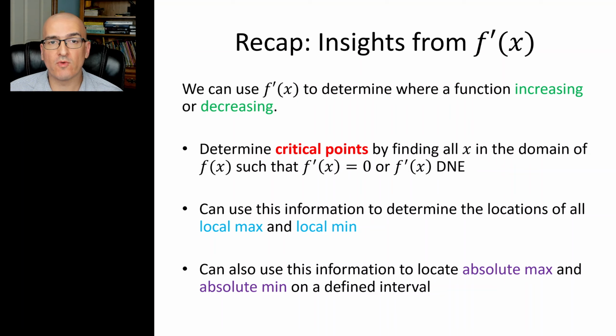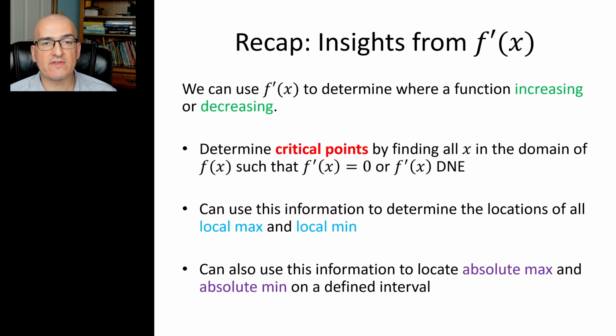To remind you about information we can obtain from the first derivative, recall that we can tell that a function f of x is increasing in regions wherever f prime of x is positive and is decreasing in regions wherever f prime of x is negative. We can also use the first derivative to find the critical points of the function. So those are points that can be locations of a local max or a local min.